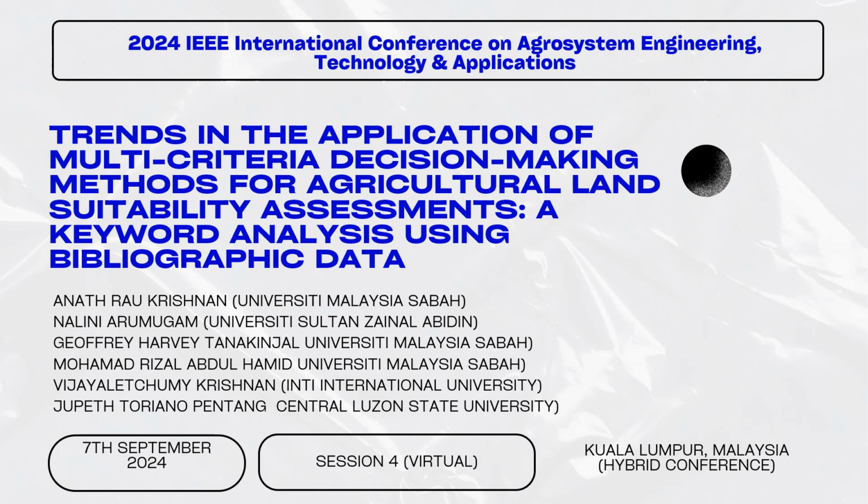I'm Anatrao Krishnan from University Malaysia Sabah, and the title of the paper that I'm going to present today is Trends in the Application of Multi-Criteria Decision-Making Methods for Agricultural Land Suitability Assessments: a keyword analysis using bibliographic data.